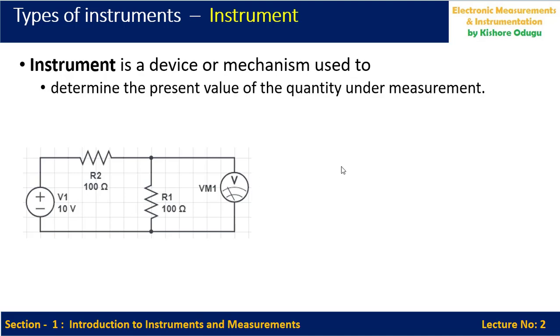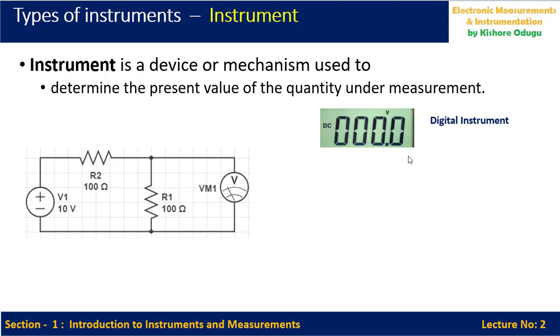The value can be displayed in different ways. It can show in digits like this. If the voltmeter is showing like this, these types of meters we call digital instruments. They display the values directly in digits, or discrete values.